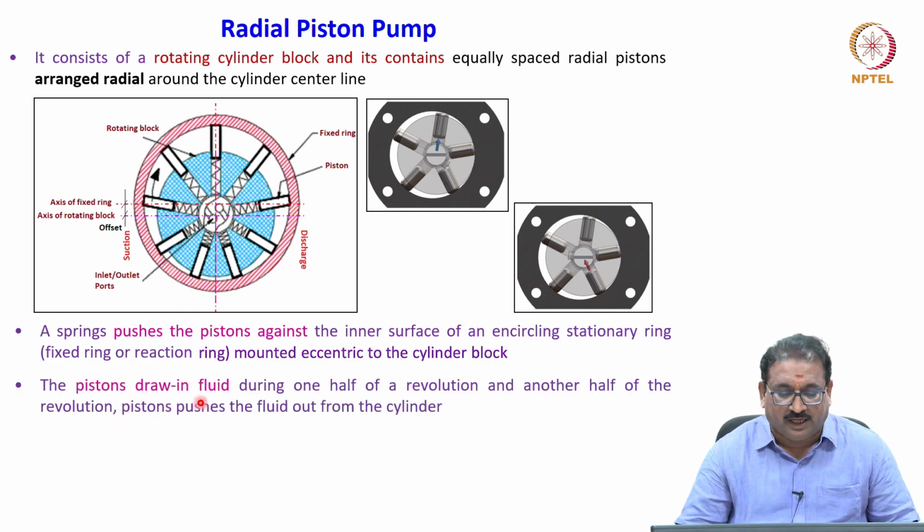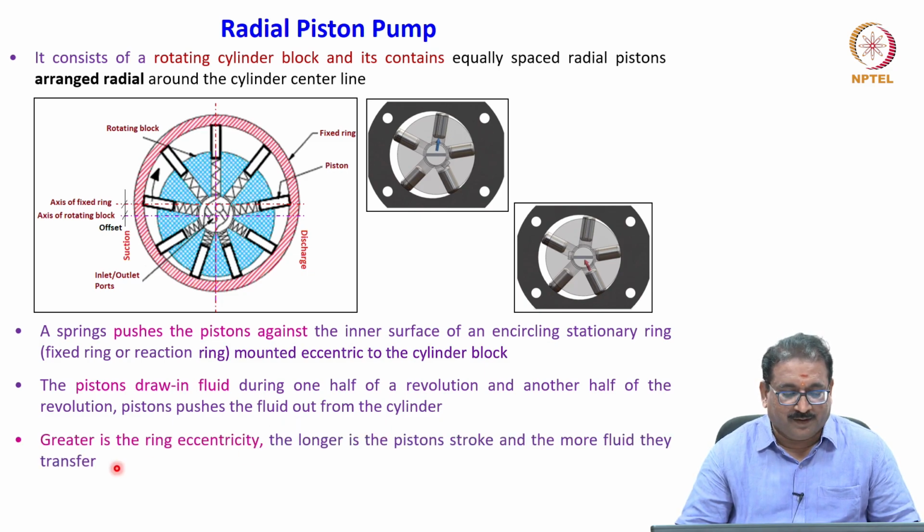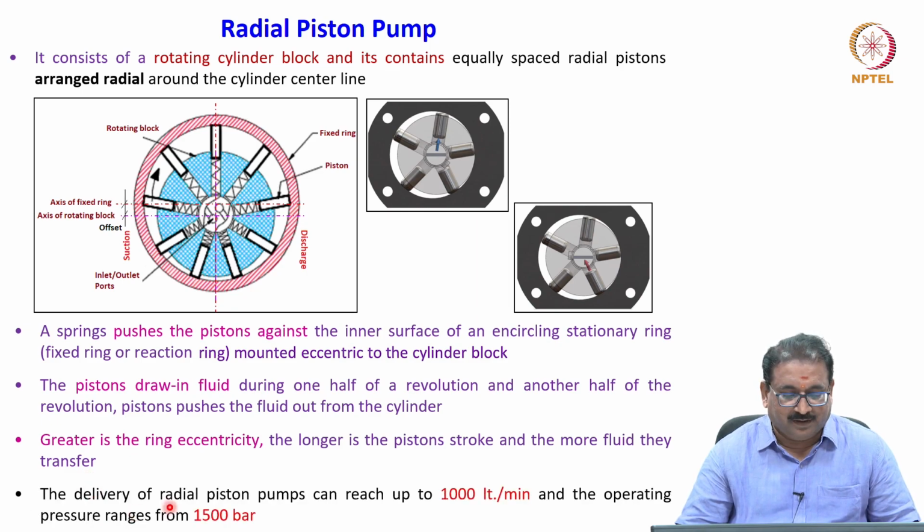The piston draws in fluid during one half of the revolution, and in the other half of the revolution the pistons push the fluid out. The greater the ring eccentricity, the longer the piston stroke and the more fluid they transfer. Please note, the delivery of radial piston pumps can reach up to 1000 liters per minute, and the operating pressure ranges up to 1500 bar.